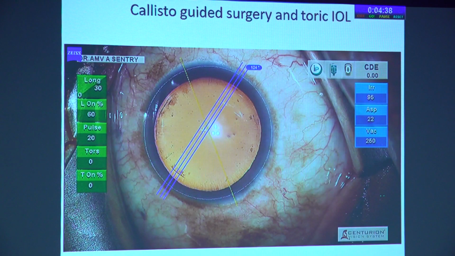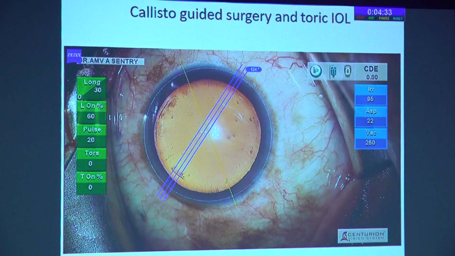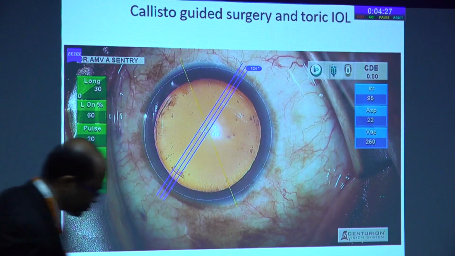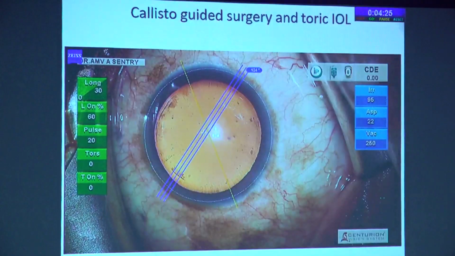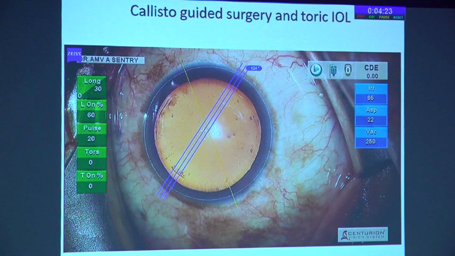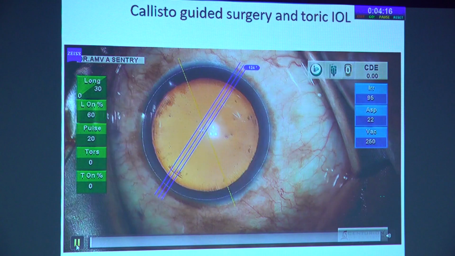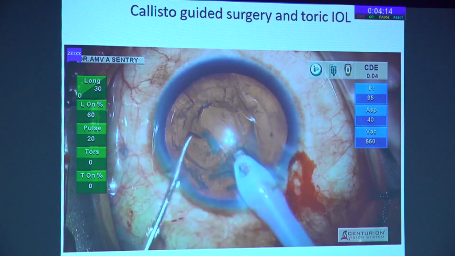So this is a video of the same here. As you can see, before the surgery begins, the Callisto machine is turned on. The yellow line will represent the 0-180 degrees, which has already been captured by the IOL Master 700. The three blue lines are there, which is where you need to align a toric IOL. You need to align along the central blue line, which is now the 124-degree mark here. As you see here now, the surgery is about to begin. So we'll just fast forward through the steps.